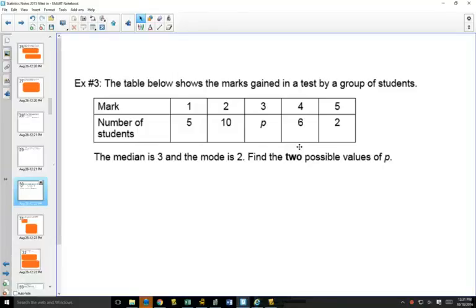So here we have marks gained by a group of students. Again, these look like IB marks, but nobody got the really high 6s or 7s in this group. If the median is 3 and the mode is 2, we have to use that information to find two possible values for P.